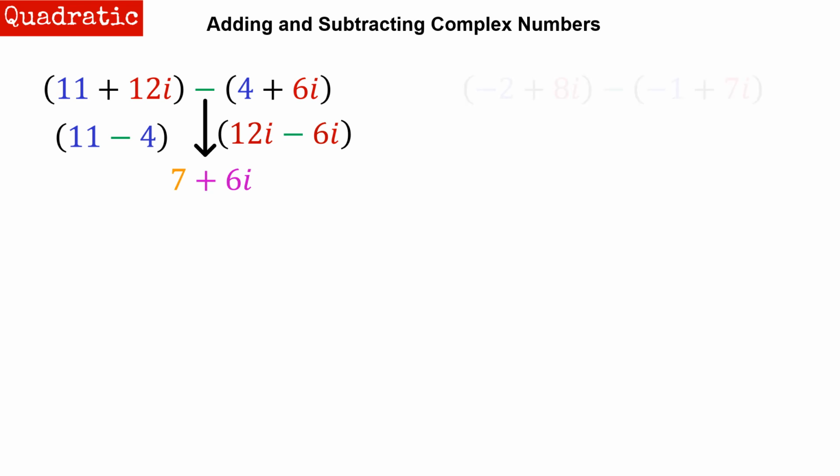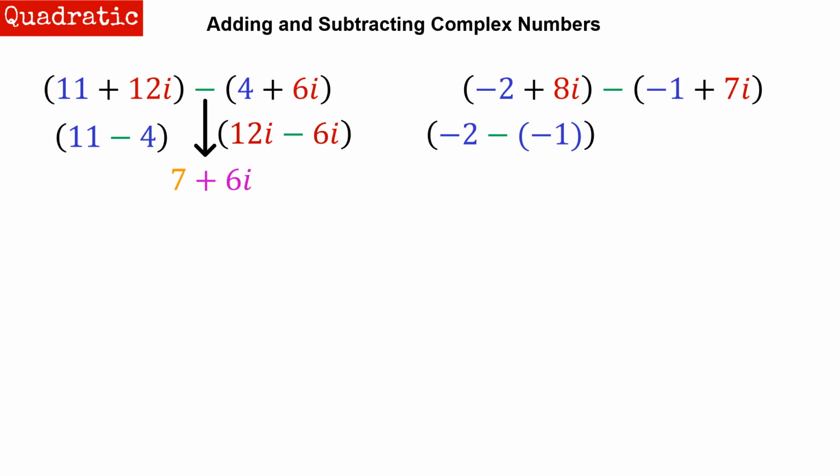Let's look at another one. Once again, we're subtracting complex numbers. So we're going to take negative 2 minus negative 1. Those are our real numbers. And then we're going to subtract the imaginary numbers, 8i minus 7i. Negative 2 minus negative 1 is negative 1. 8 minus 7 is 1. So that's how we end up with negative 1 plus i. Hopefully you can see that it doesn't matter if we add or subtract the complex numbers. The final answer depends on how we add or subtract the imaginary numbers.